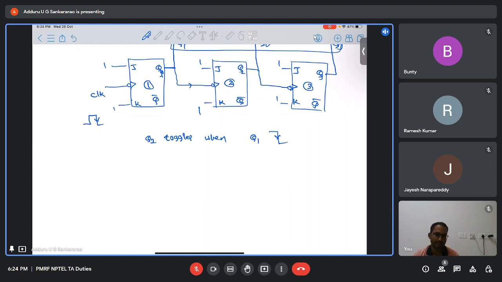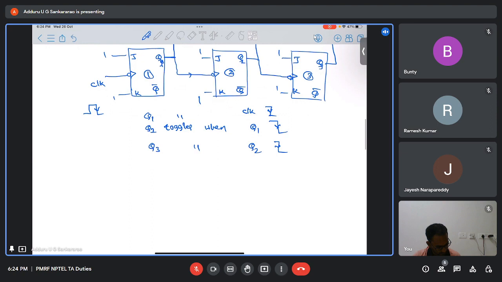When Q1 is changing from high to low, then the second flip flop output will toggle. Similarly, Q3 toggles when Q2 is changing from high to low. And Q1 toggles, as I said, when the clock is changing from high to low.